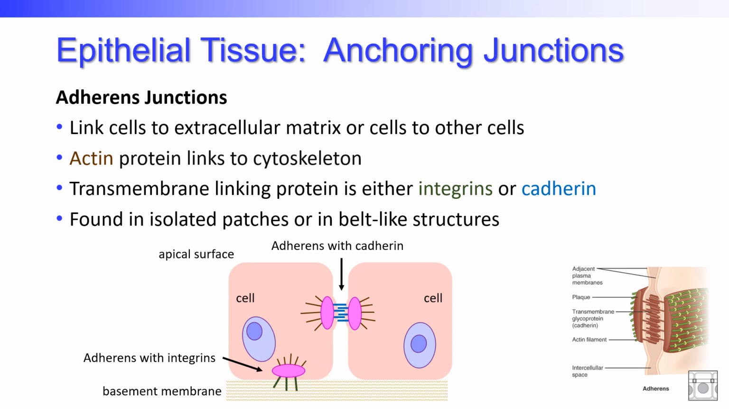of the epithelial cell. Now these particular junctions can be found either in isolated patches between cells and what they're being linked to, or they can be found in belt-like structures within the cell and actually cause the cell to change shapes a little bit.